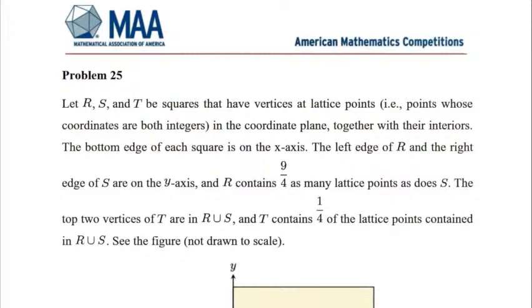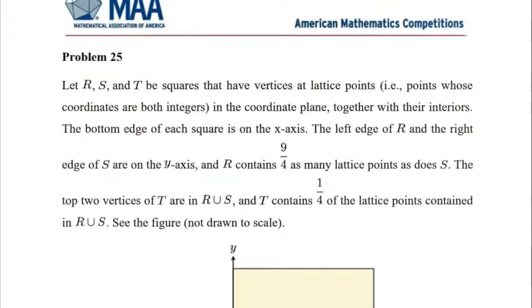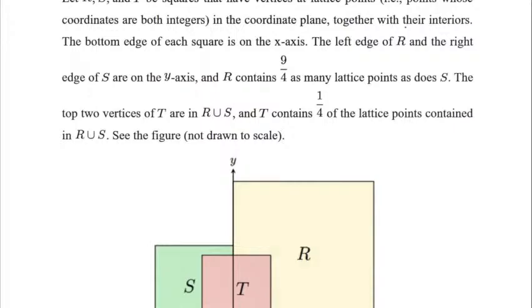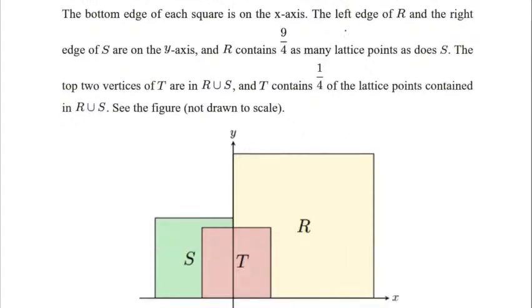AMC 10A 2022, problem number 25, the last problem. It says, let R, S, and T be squares that have vertices at lattice points, points whose coordinates are both integers, in the coordinate plane, together with their interiors. The bottom edge of each square is on the x-axis. The left edge, so let me show you, like this. The left edge of R, or the right side, and the right edge of S are on the y-axis. So here.